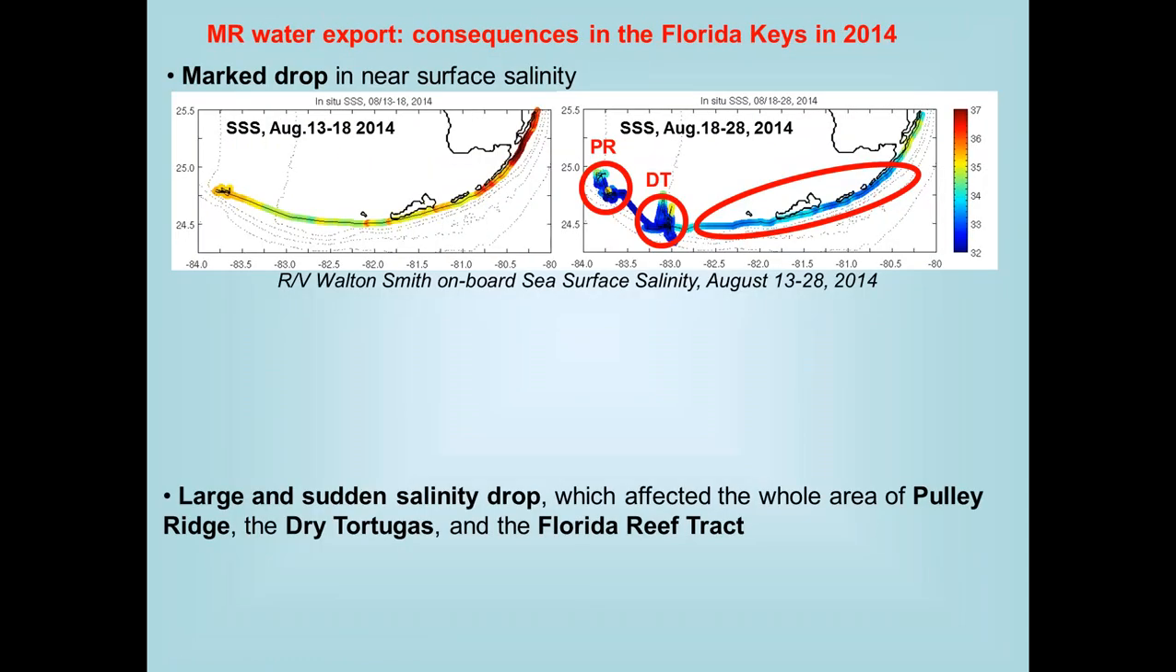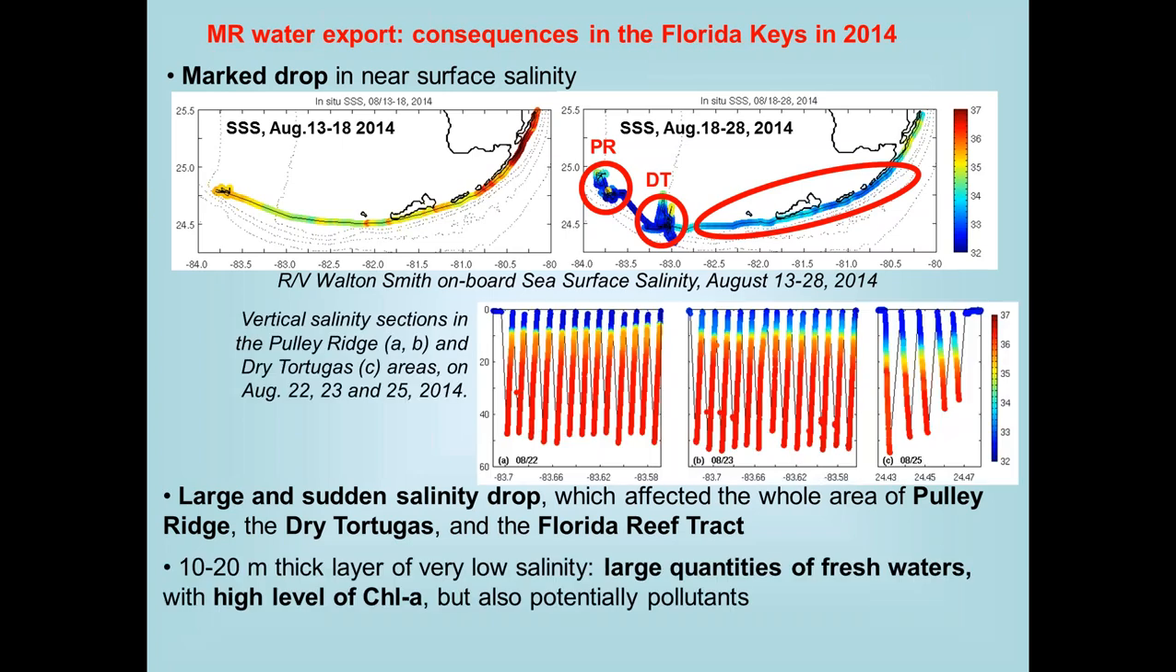And what are the consequences down the Florida Straits in the Florida Keys? So these are data from a research cruise that took place in summer 2014. The cruise was going to Pulley Ridge here. So on the way, this is the surface salinity that was met by the Walton Smith. And on the way back, this is the salinity that they found. And we see a very marked drop in surface salinity that is associated with the arrival of these riverine waters on the shelf.